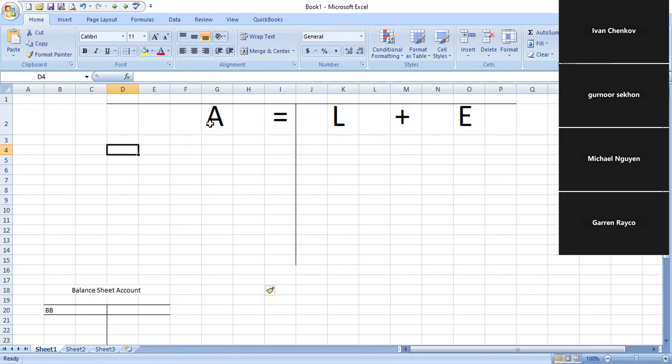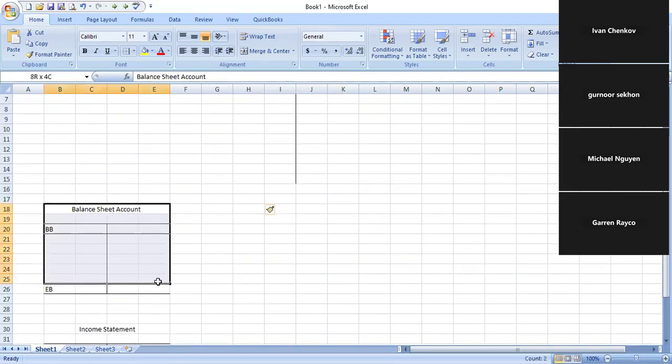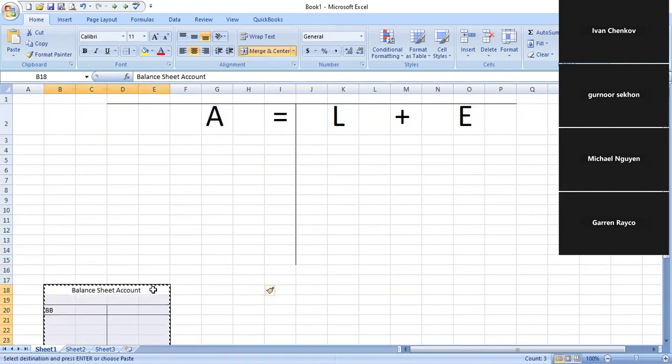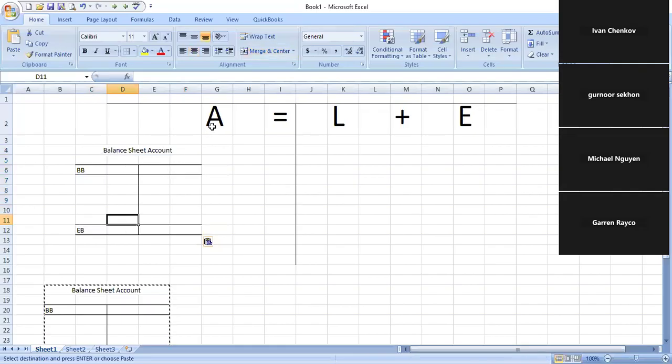Now, inside the assets, we can have different asset accounts. But what will be interesting is that on the balance sheet, for all the asset accounts, we're going to have beginning balance and ending balance on the left side. So for that reason, we're going to add a little bit more information here. Everything that goes on the left side is going to be debit.